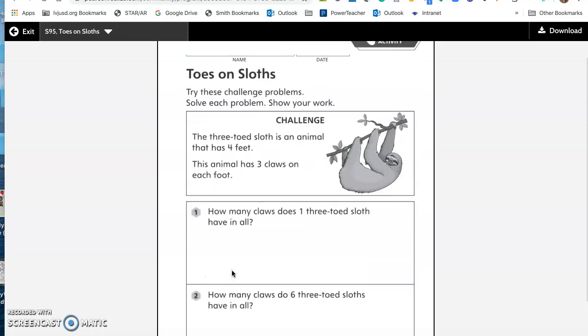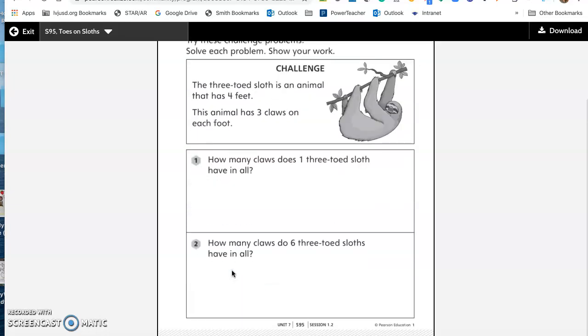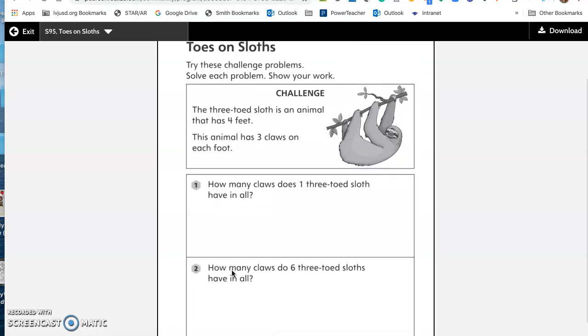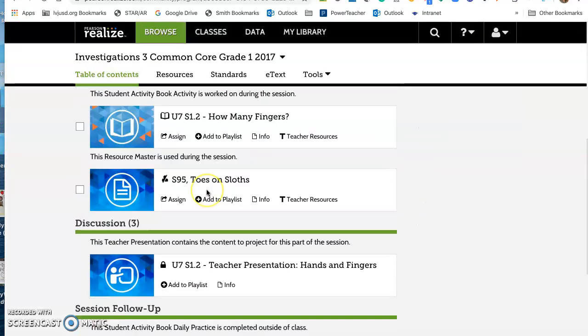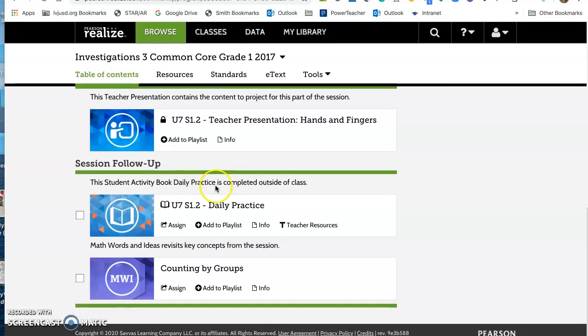Okay, so if you're ready for a challenge, try that out, but do your regular pages first, and then if you want to challenge yourself, go ahead and try this one. I believe this is the same video that was in yesterday's lesson, so you could watch that again. And then you're going to do pages 293 and 294 in your book today.